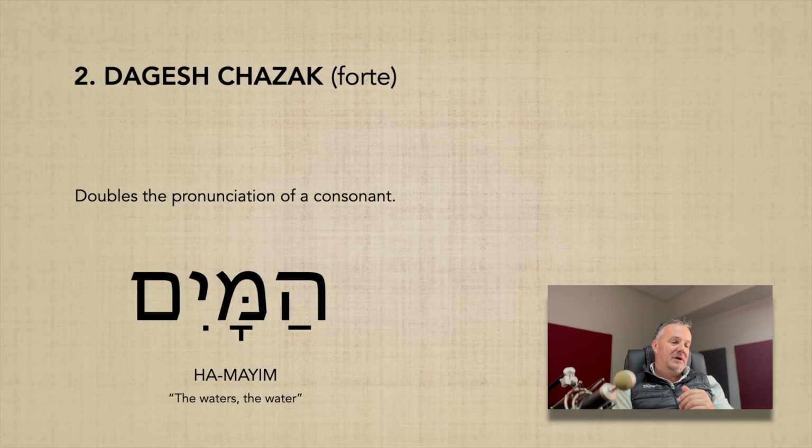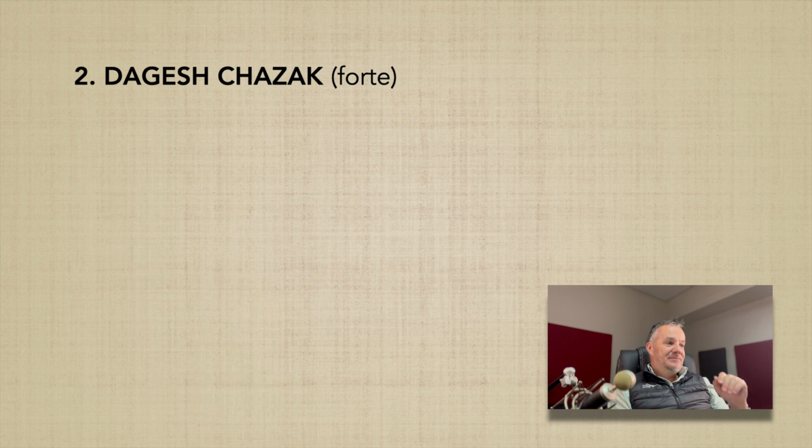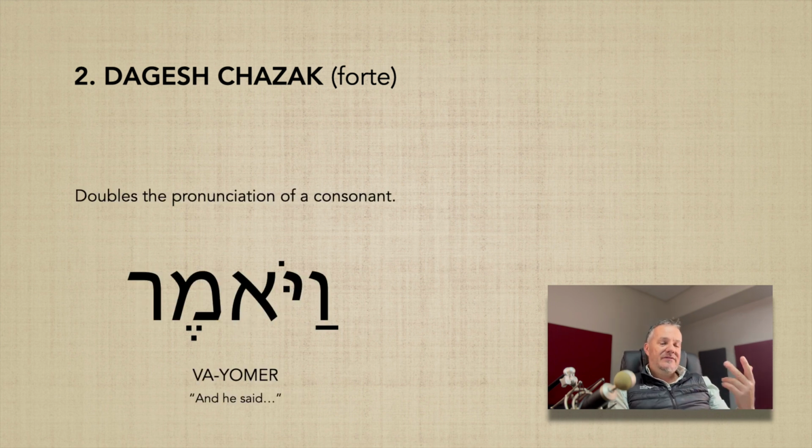Another example, Genesis 1 verse 2, we have the word Hamayim, the waters. So instead of saying Ha-Mayim, we would say Hamayim, Hamayim. Here there's almost 2 M's occurring. Genesis 1 verse 3, one more example, Vayomer. Here we have a doubling of the yod, like that, Vayomer. By the way, a word that occurs all the time in the Torah.